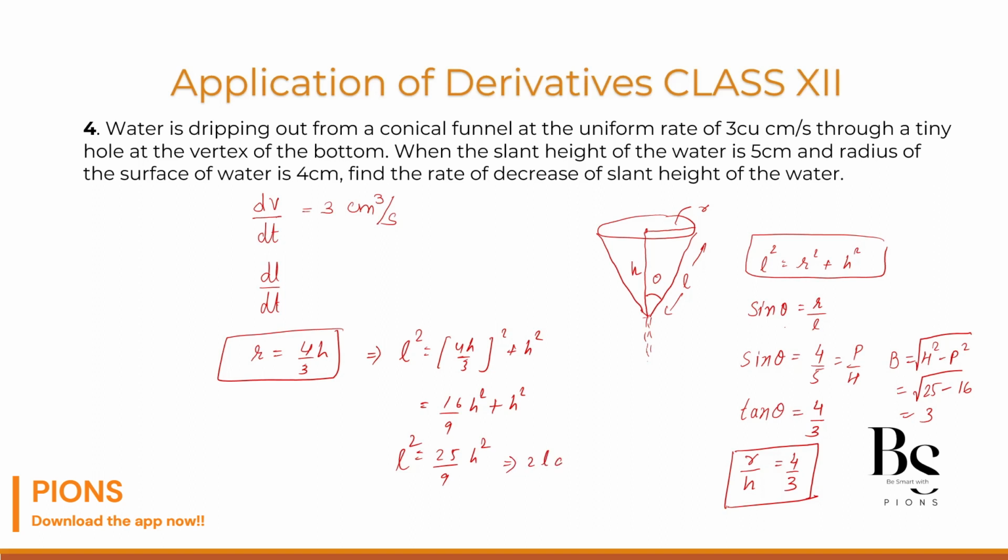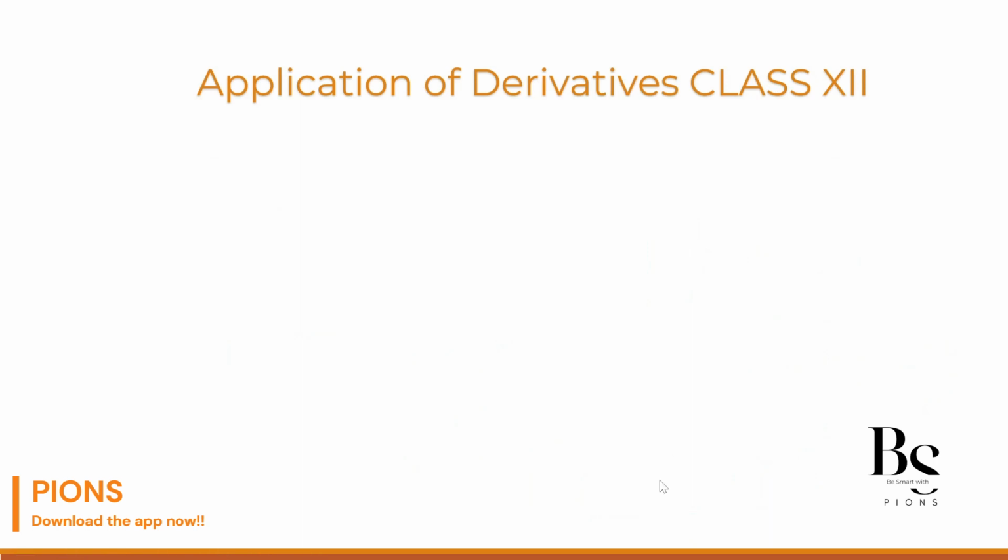Now, if you differentiate both the sides, you will get 2l dl by dt equal to 50 by 9 h dh by dt. Correct? This is a very, very important equation. dl by dt we can find using that. Later we will substitute it. So this is our equation 1: 2l dl by dt is equal to 50 by 9 h dh by dt. Now we will make use of this in our remaining part. Clear? So let me solve it on the other page.